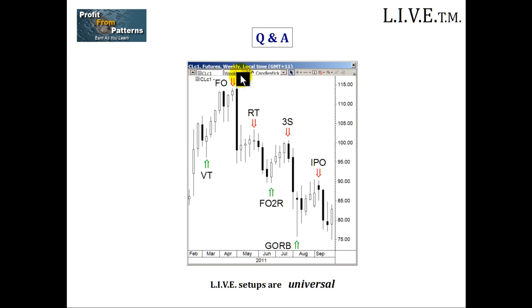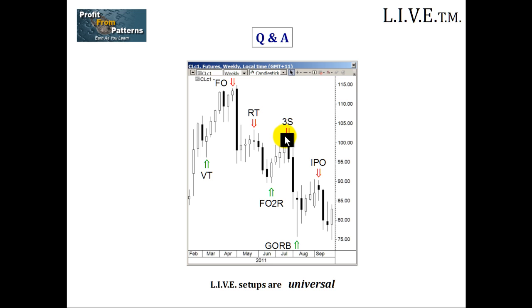Weekly chart of crude oil futures, and you can see quite graphically how the little VT buy captures the movement up through there, reverse from long to short. You would have been stopped out before that. Reverse to the short side there, courtesy of an FO sell, capturing that movement there. There's no formal setup for that dead cat bounce through there. However, there is a nice regular retest of that high to capture the next movement down. This little dead cat bounce is captured by an FO2R, which then morphs into a 3S sell.